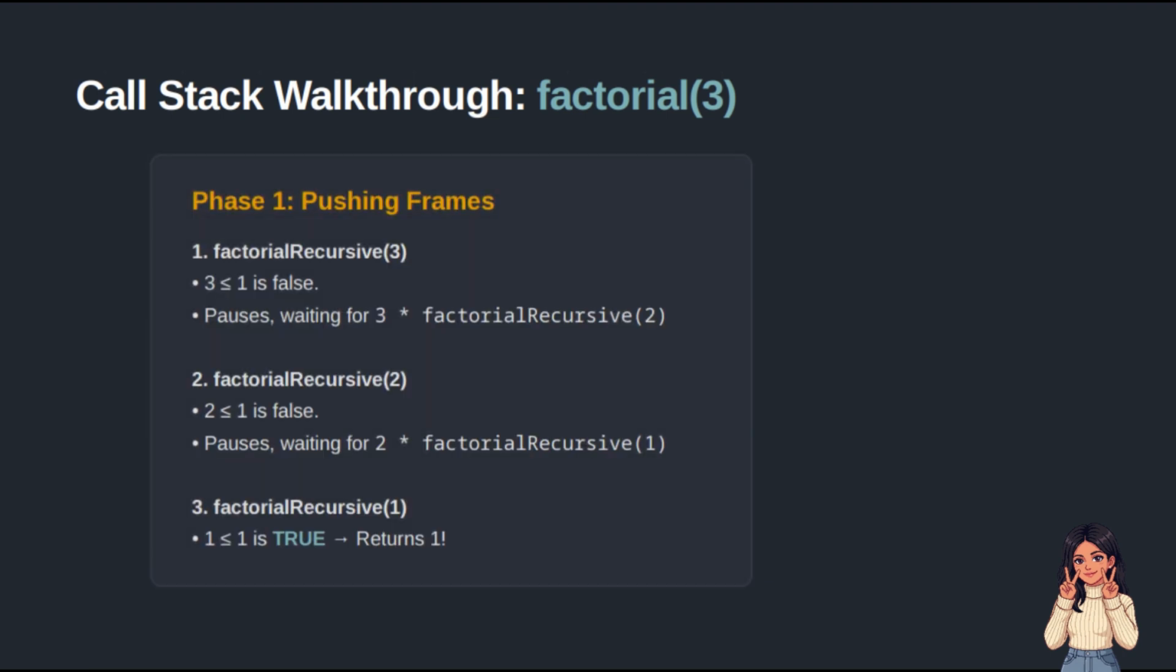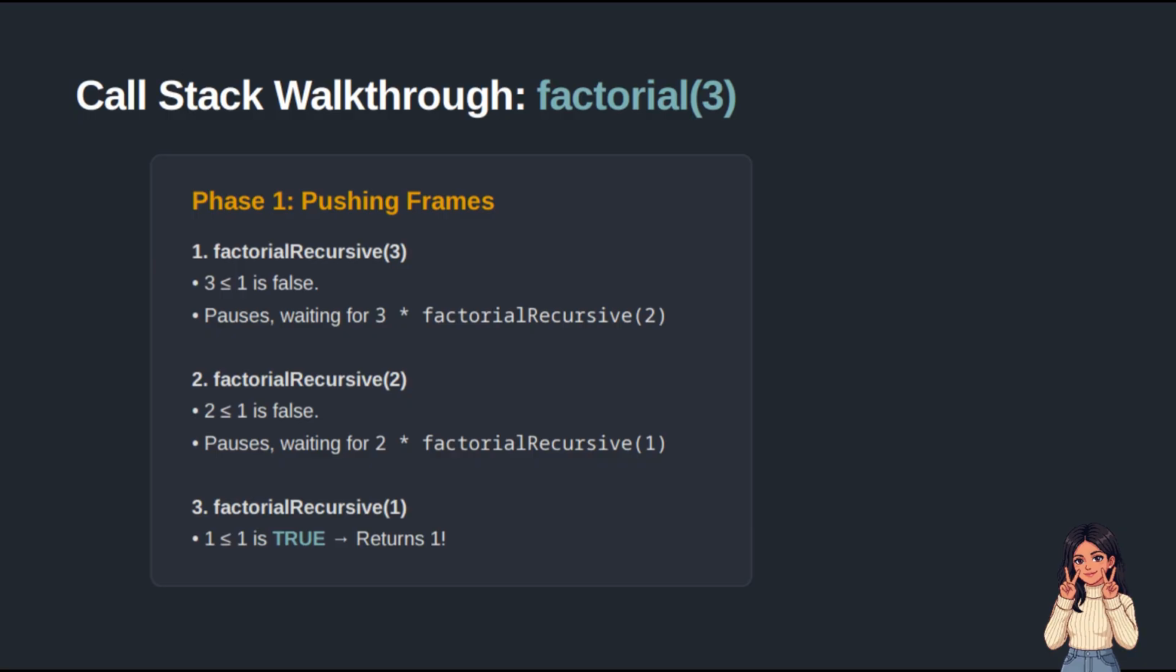Let's trace what happens on the call stack if you call this function with the input 3. So when the function runs, first of all it checks if 3 is less than or equal to 1. It's false. So it pauses execution, waiting to evaluate 3 times the function itself, but now the input is 3 minus 1, that is 2. And it pushes a new frame for the function with the input 2 onto the call stack.